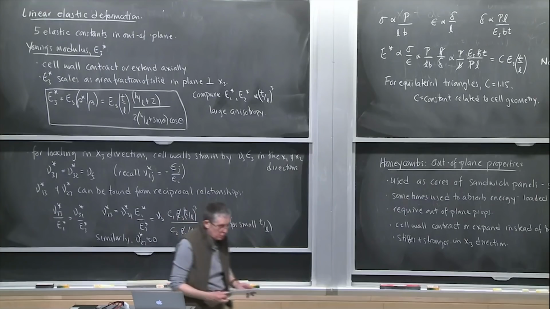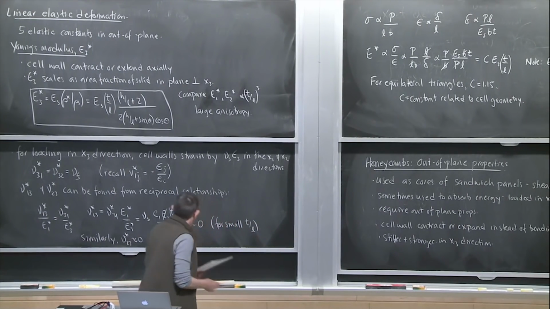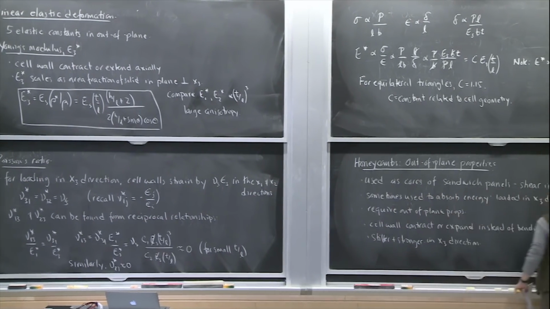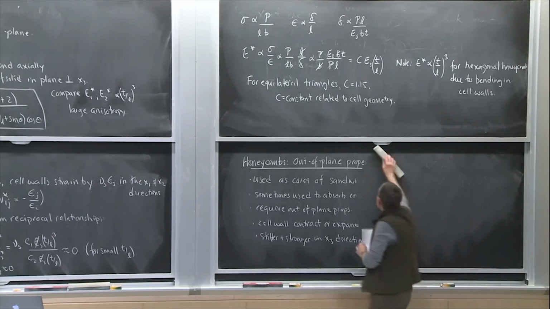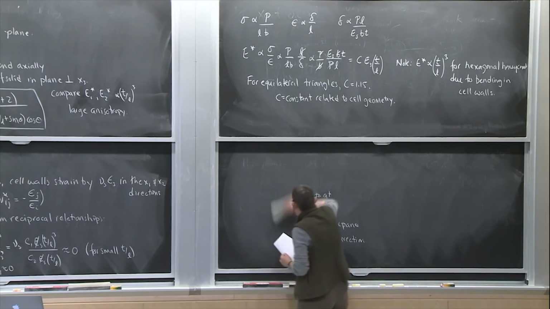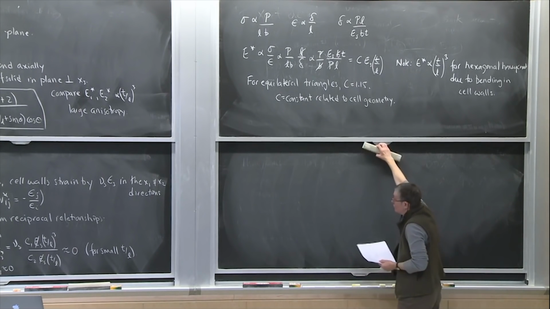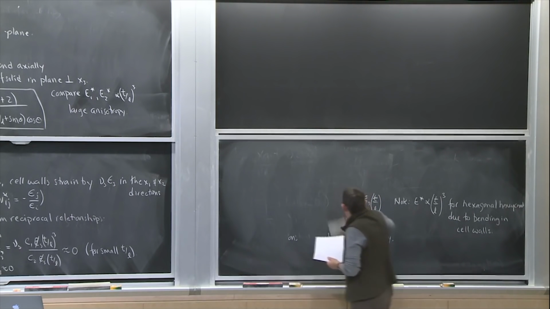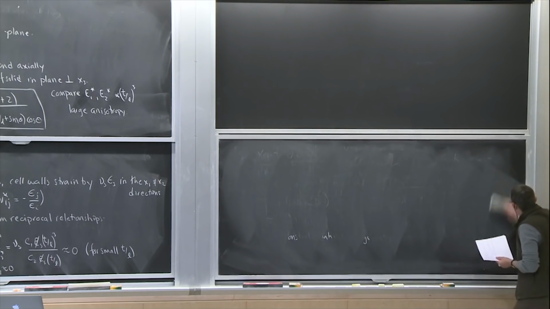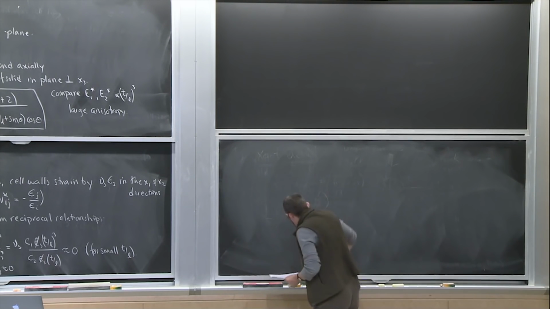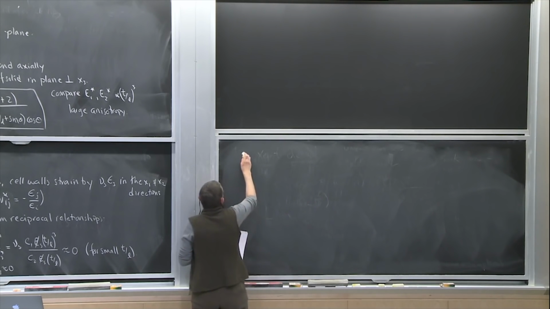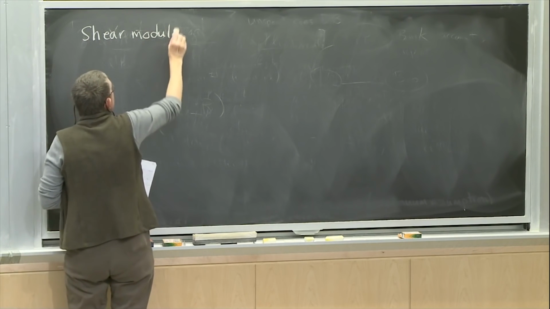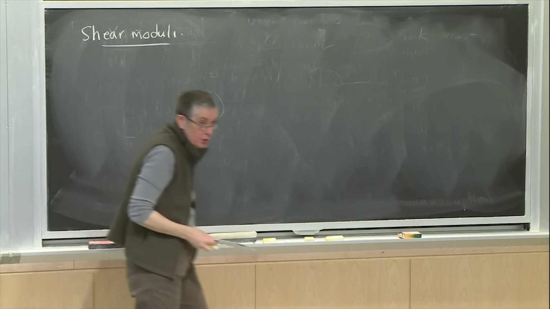Okay, so there's the Poisson's ratios. So we've got the Young's modulus, the Poisson's ratios, and next we want to get the shear moduli. And the shear moduli is a little more complicated.